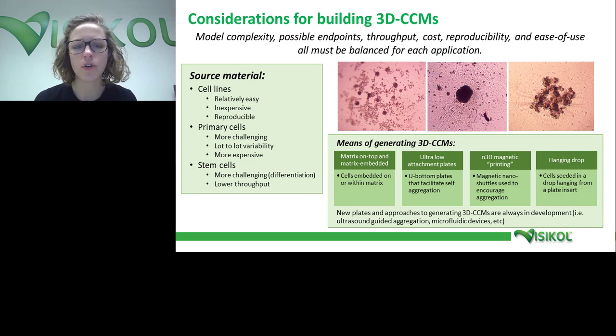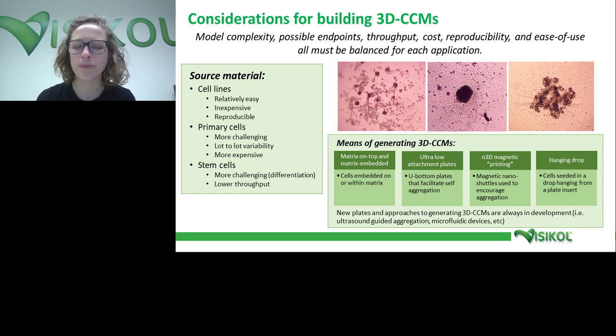And then once you've chosen your source material and you want to generate the 3D cell culture models, there's a couple of other considerations. The means of generating 3D cell culture models have evolved over the years. One of the earliest approaches was the hanging drop approach, wherein cells are seated in a drop that hangs from a plate insert. So sort of an inverted case. But there's a number of other approaches that have been improved upon, making the technology much more accessible. For example, magnetic printing, wherein magnetic nanoshuttles are used to encourage aggregation.